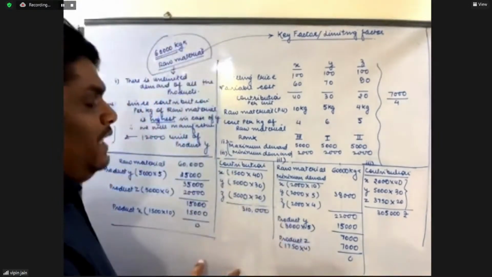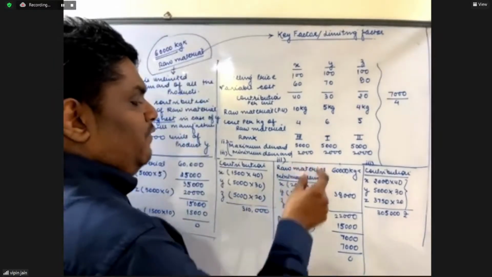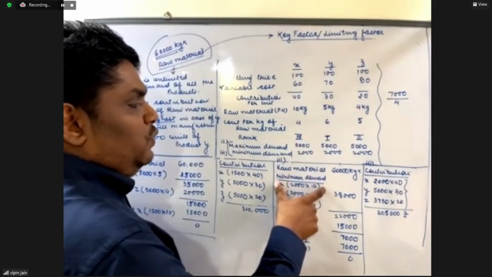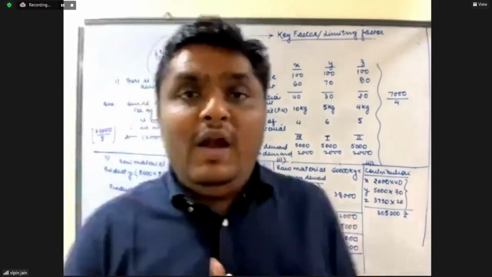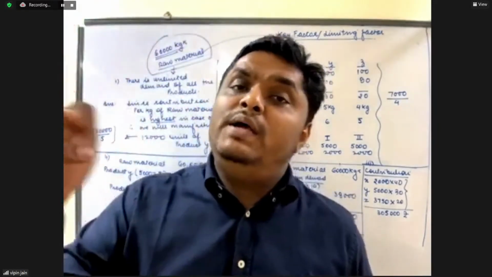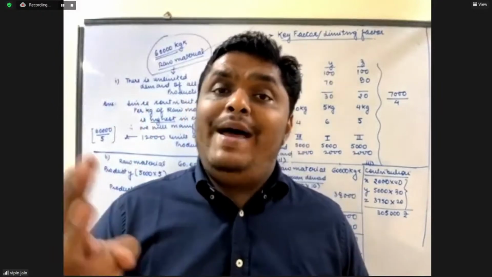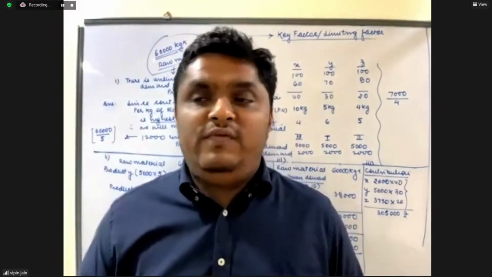So, Komal, when talking about product Y, we have already fulfilled the minimum demand of 2,000 units. So out of the total demand of 5,000 units, the minimum demand of 2,000 has been fulfilled. So the balance 3,000 units we will manufacture for product Y.